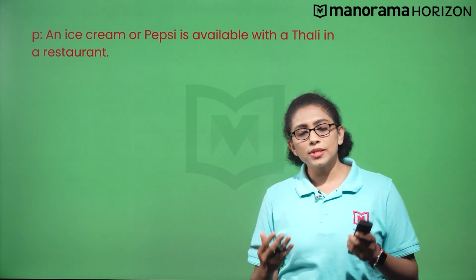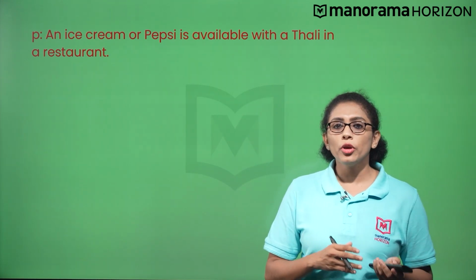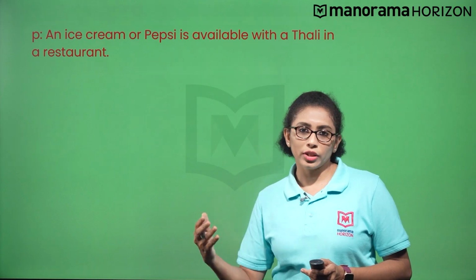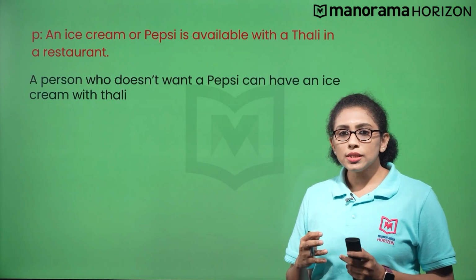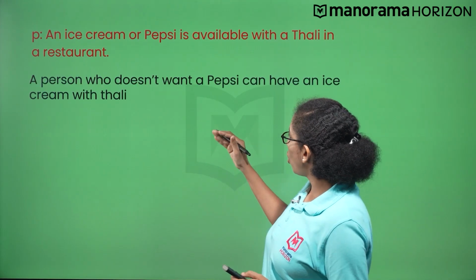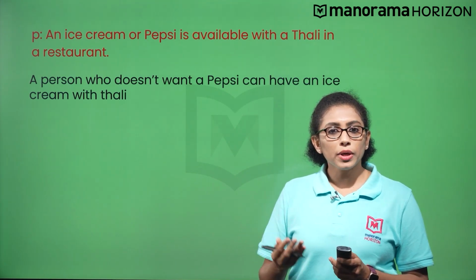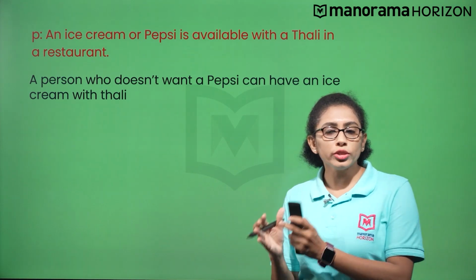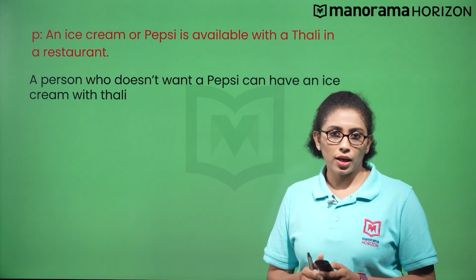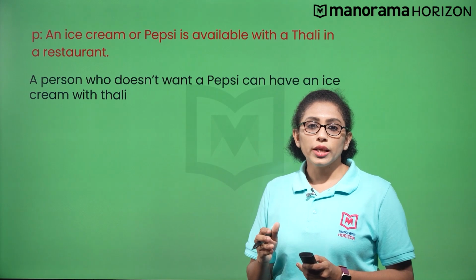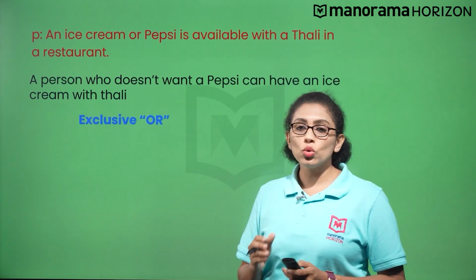This means that a person can have only ice cream with thali or only Pepsi with thali. So, the person who does not want a Pepsi can have an ice cream. A person cannot have both ice cream and Pepsi at the same time. Here, the connective or is used as an exclusive or.